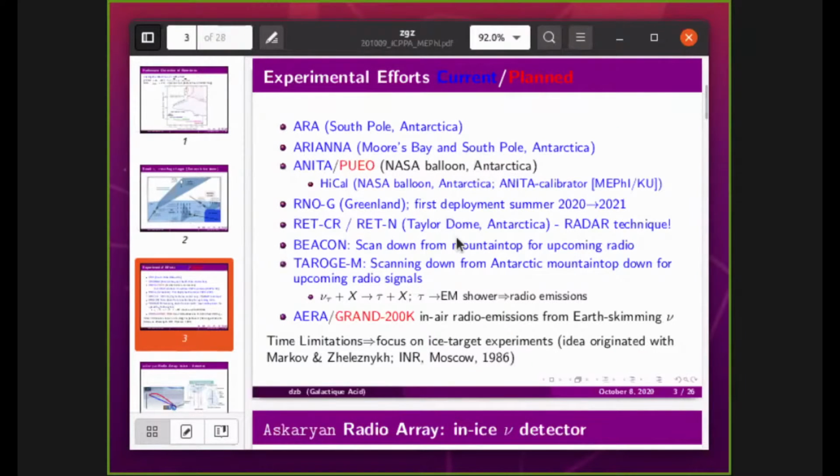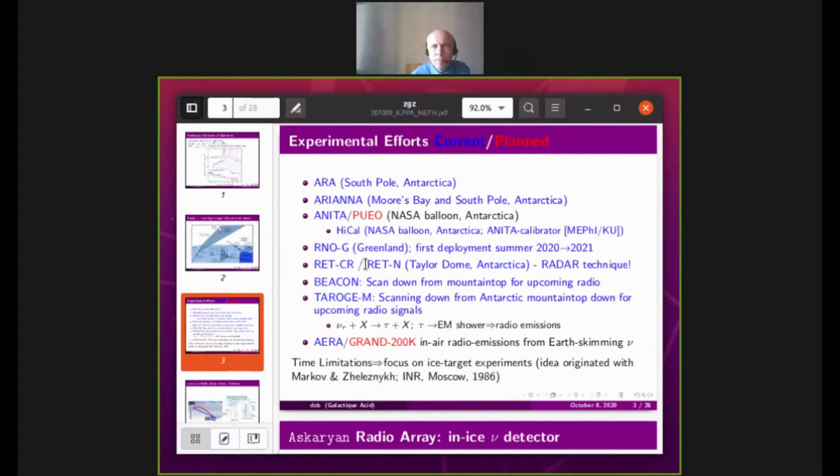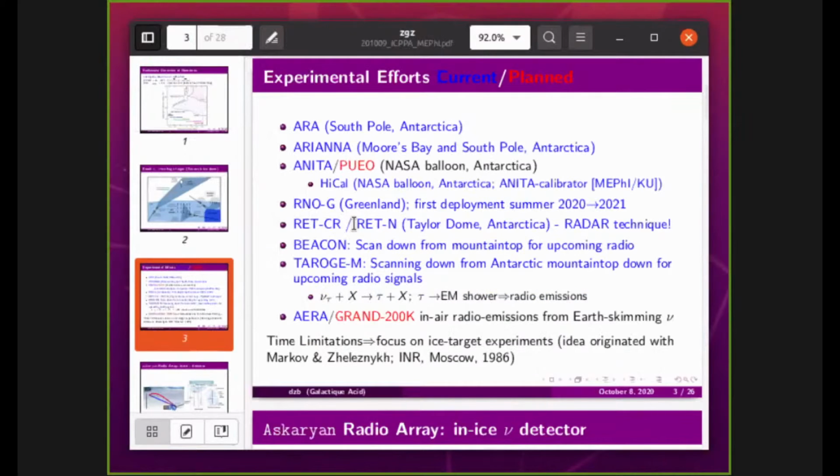So here is a summary of the various experiments which strive to detect neutrinos. The first five of these are experiments which use an ice target. I'm going to talk a little bit more in detail about the RET experiment, which uses, instead of detecting Cherenkov radiation, a radar technique to sound the shower produced by an interacting neutrino.